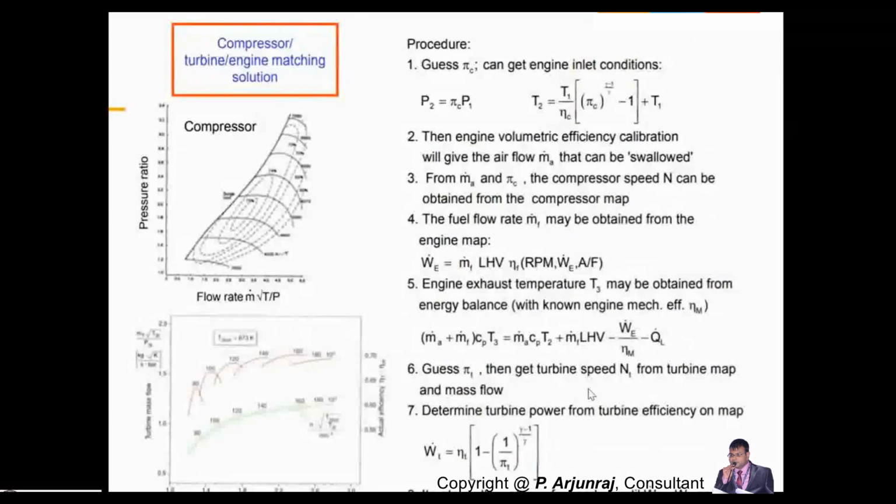And again, you need to find out the turbine speed, and based on the turbine speed and the mass flow rate, you can get the flow rate on the x-axis. According to this, you can select the efficiency percentage. Finally, you need to determine the turbine power from the turbine map, how much power you are going to get. Finally, you need to do the iterations considering all the inlet conditions, outlet conditions, and also the efficiency and the power.